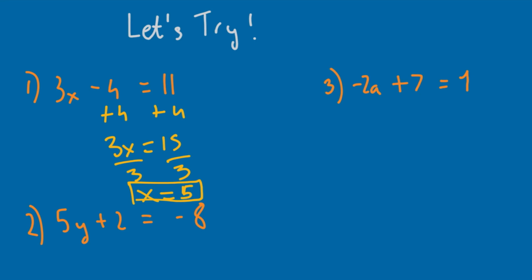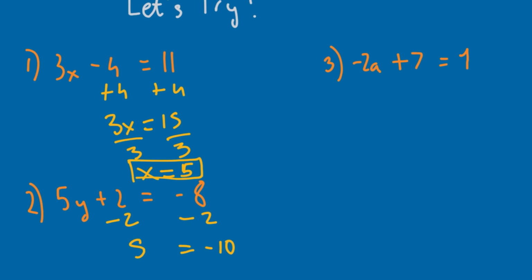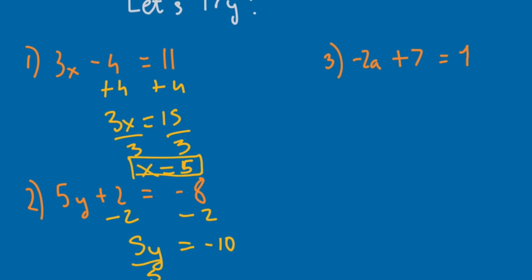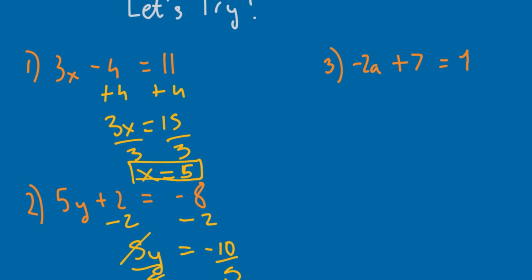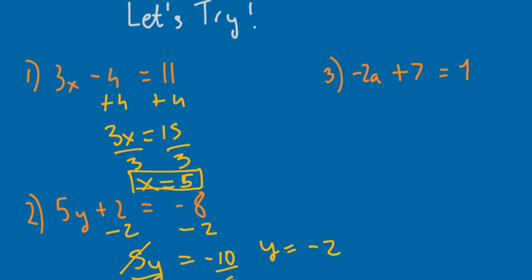Then number 2, 5y plus 2 is equal to negative 8. We subtract 2, and we subtract 2 on the other side. So negative 8 minus 2 is negative 10. Then 5y is equal to negative 10. Then to isolate the variable, we divide by 5. The 5's cancel out. You get y is equal to negative 2, because it's negative 10 divided by 5.